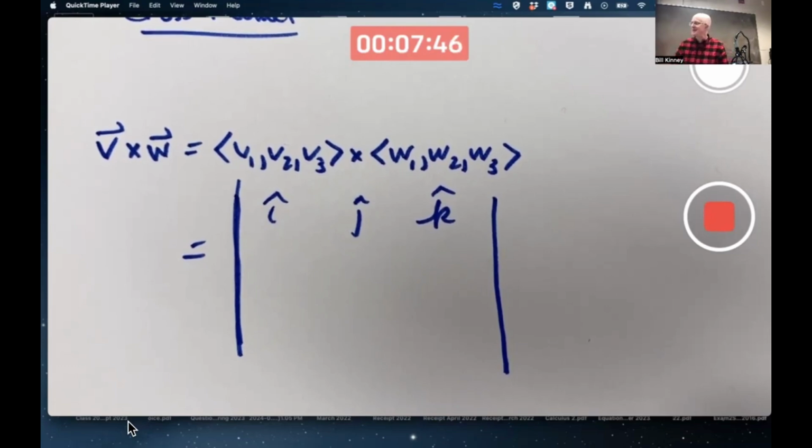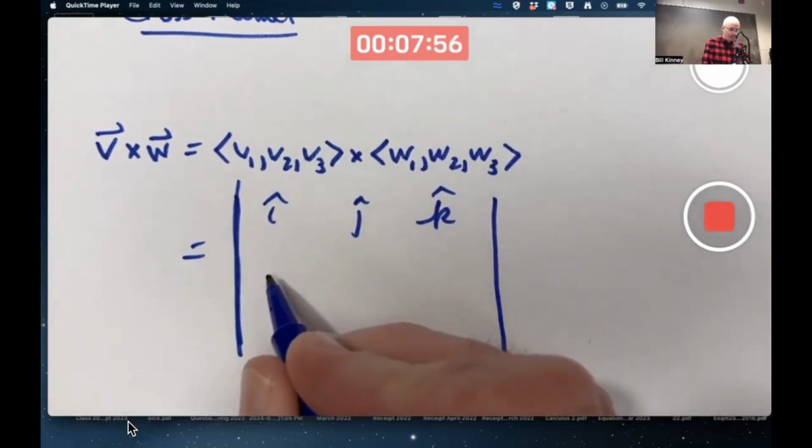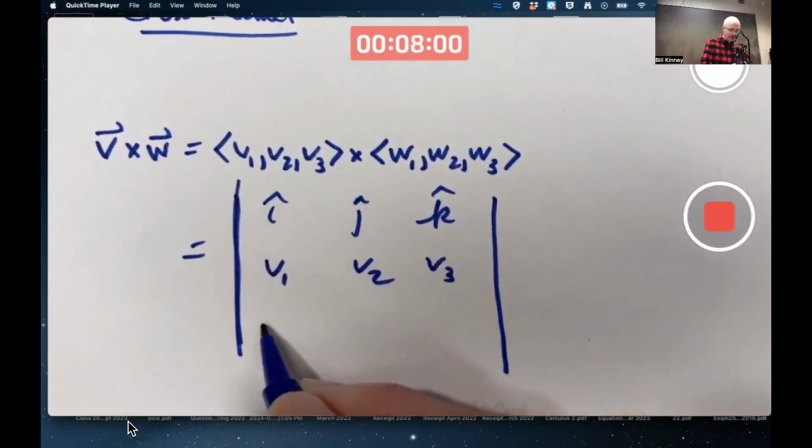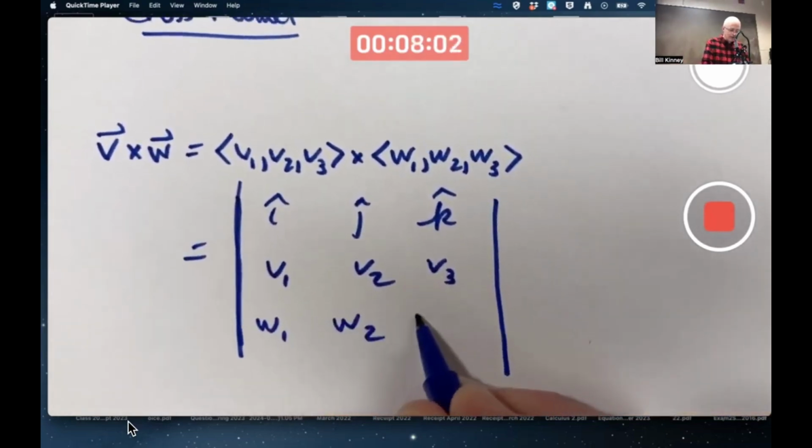That I learned it from my physics teachers, which included Dr. Beacon. In the textbook, they don't use the hats, right? They use the little arrows. But I can't resist using hats. V1, V2, V3 goes in the second row. W1, W2, W3 goes in the third row.